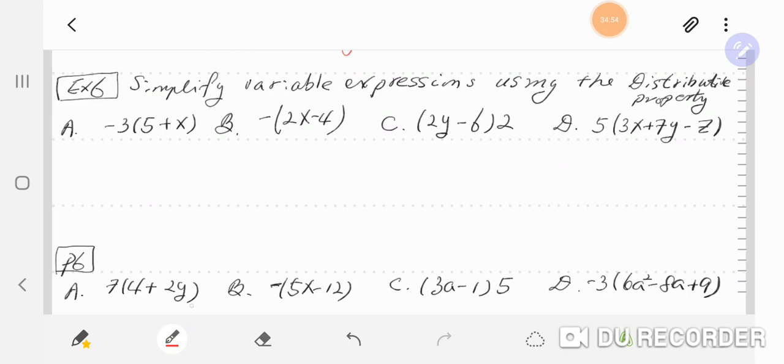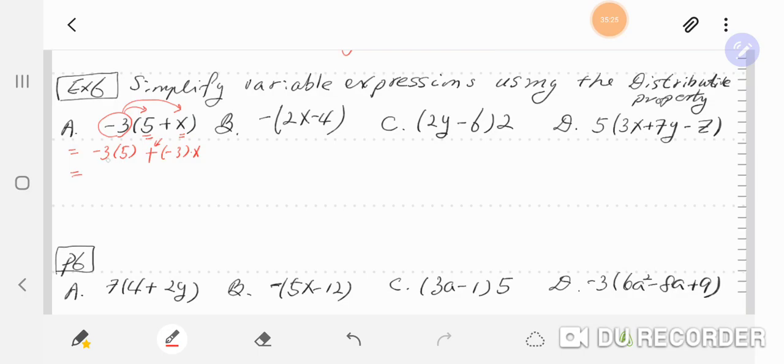Okay, using the distribution property, let's simplify the expression. Okay, the distribution property is this. There's a parenthesis, and the parenthesis contains terms. So we will multiply each term inside the parenthesis by this factor. So this will be equal to negative 3 times 5, and then this plus sign stays, and then multiply this x by negative 3. Negative 3 times x.